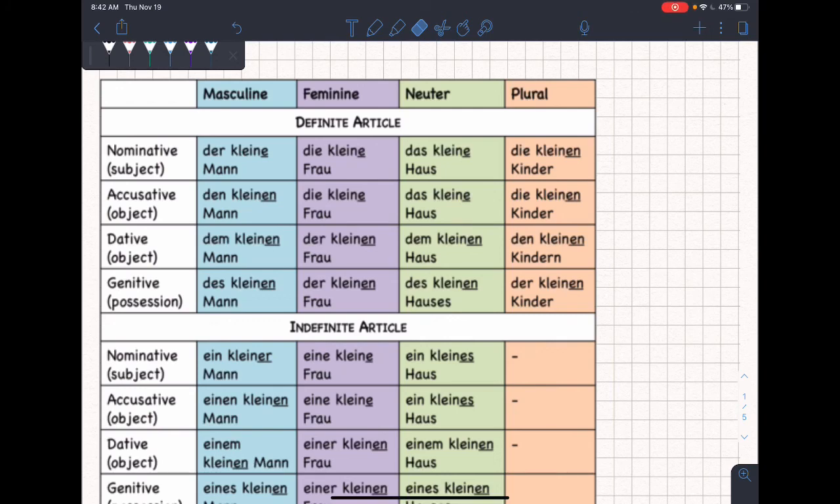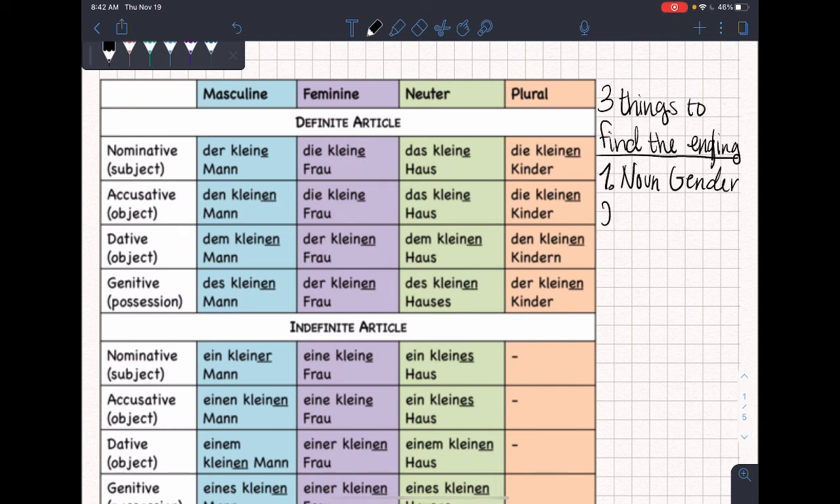So this is going to be a quick recap of the article or the adjective endings, just so that we can review that and explain those tables again. So like we've discussed, to get the adjective ending, we need to have three things. First, we need to know the noun gender. Second, we need to know the article type. And third, we need to know the case or role of the word in the sentence.